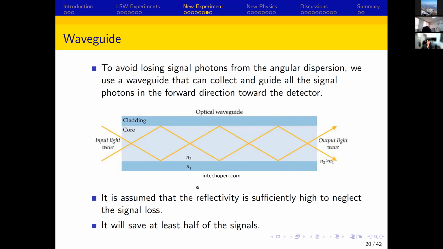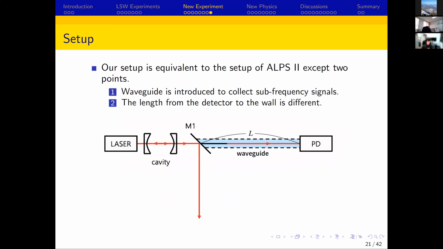Now let's visit the setup of our new experiment. This is a pictorial description of our new experiment setup. Place a laser cavity and mirror over the wall and a photon detector, like a usual LSW experiment. The cavity is used to amplify the laser signal. And the blue shaded region represents the waveguide for signal collection, as I described before. So our setup is basically equivalent to the setup of ALPS II except for two points.